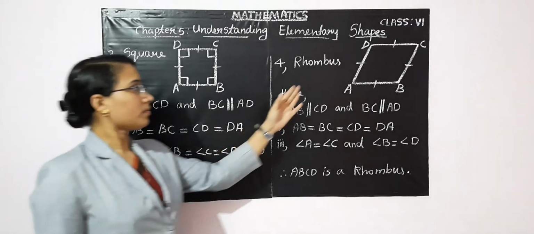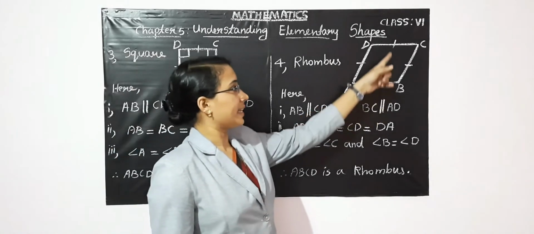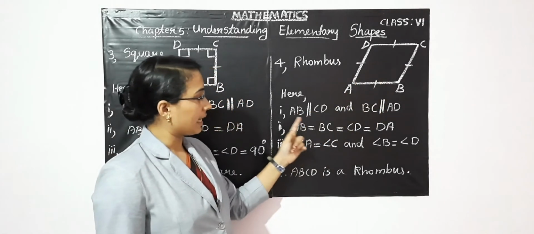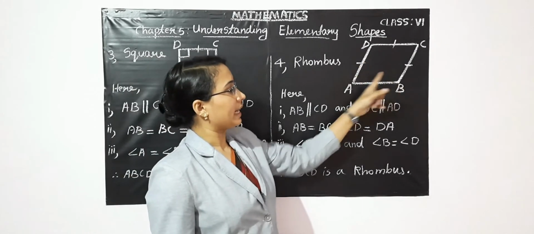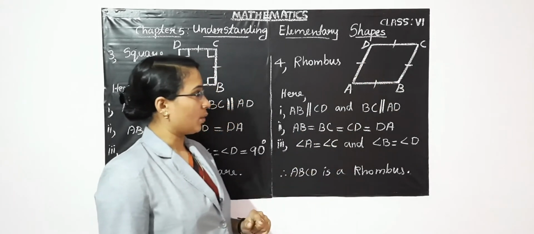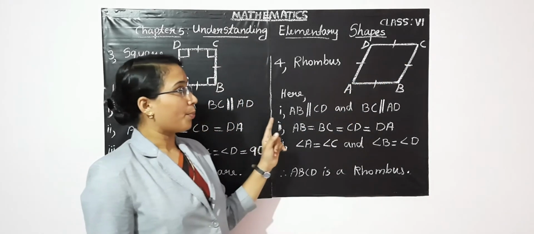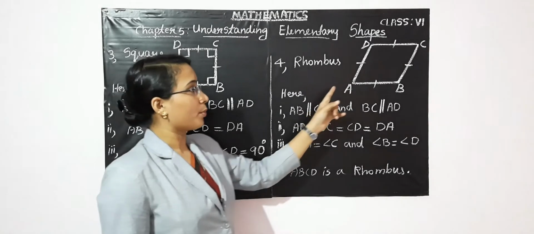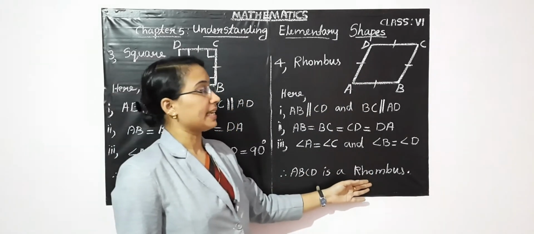Next one, rhombus. A rhombus is also a quadrilateral, and here you can see opposite sides are parallel and all sides are equal. Then opposite angles are also equal. Not all angles, only opposite angles are equal. Then we can say ABCD is a rhombus.